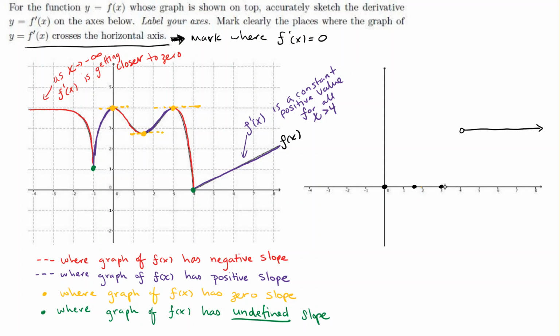Now let's look at what's happening from 3 to 4. From 3 to 4, we see that that was part of where the function had negative slope, so it should be negative. And we know that it's getting much more steeply negative, so it should be going down for a bit, and then we would have an open circle because it does have an undefined derivative at 4. So we might graph something like.